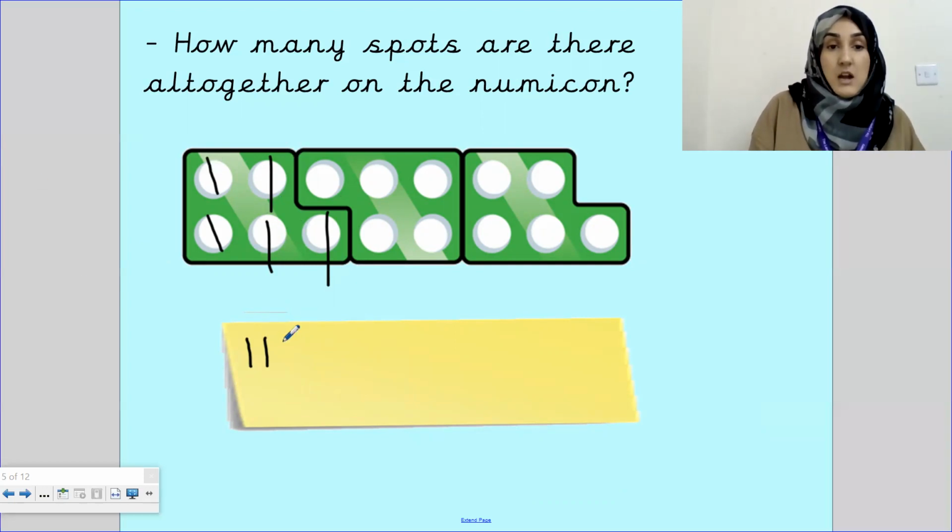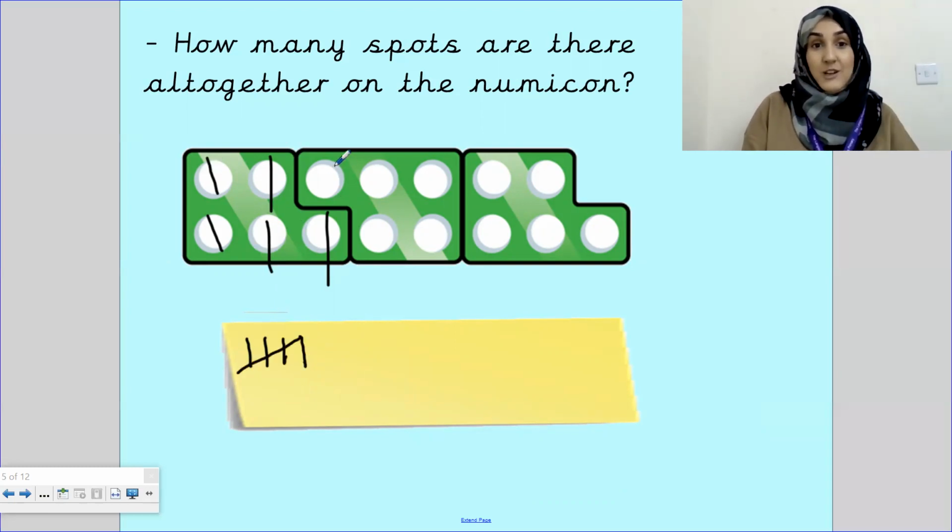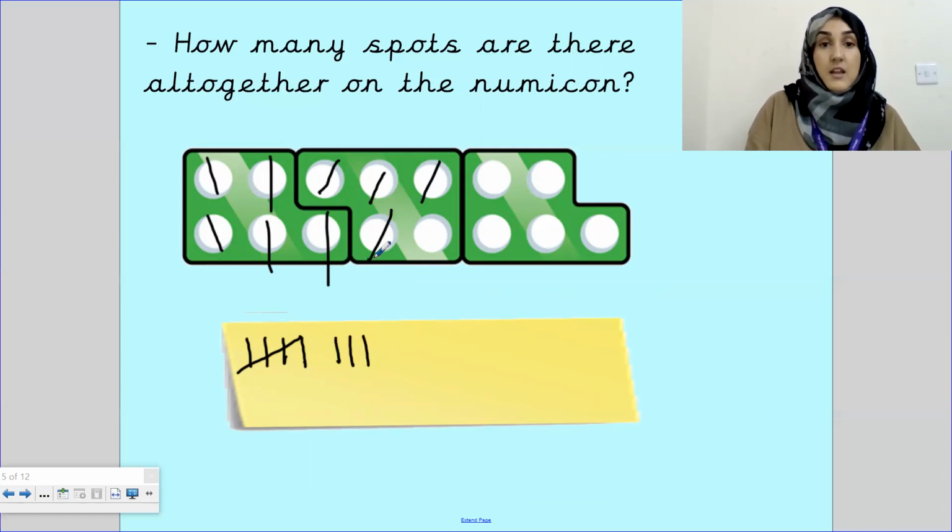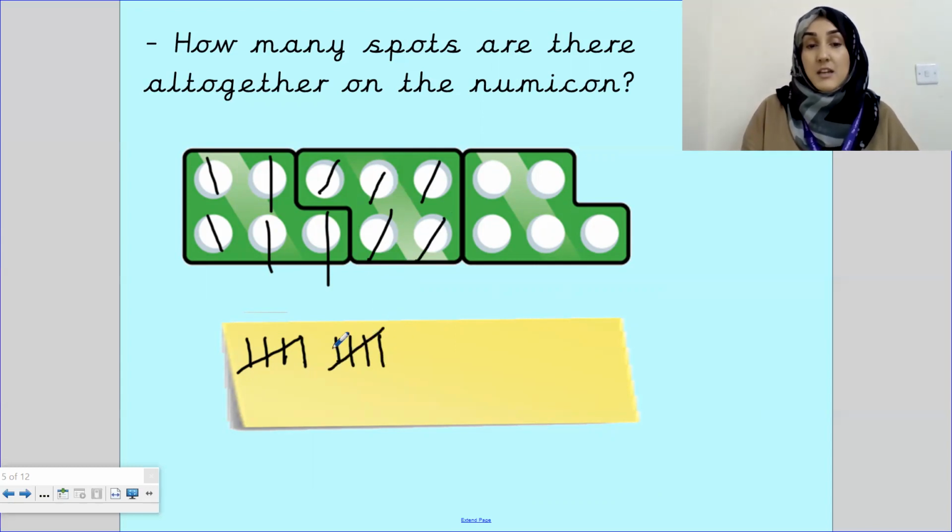Okay, I was on 4, 5. Thank you, Morris class, for reminding me. 6, 7, 8, 9, 10. And I know that I need to do a line there because I saw that I had 4 lines. Now, every time you count in 5s, you must do a line like this. That's how you do a tally mark, okay?